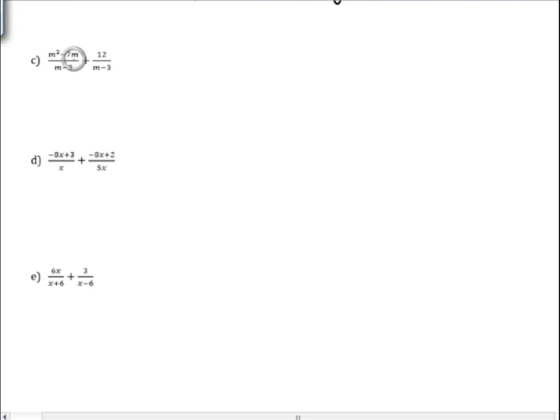Example C, m squared minus 7m over m minus 3 plus 12 over m minus 3. Again, our denominators are the same, and maybe you'd want to pause the video and give this one a try and see if you can do it first without watching and then watch me do it later. Because the denominators are the same, we just add the numerators together. m squared minus 7m plus 12. And that would be over our common denominator, which is m minus 3.